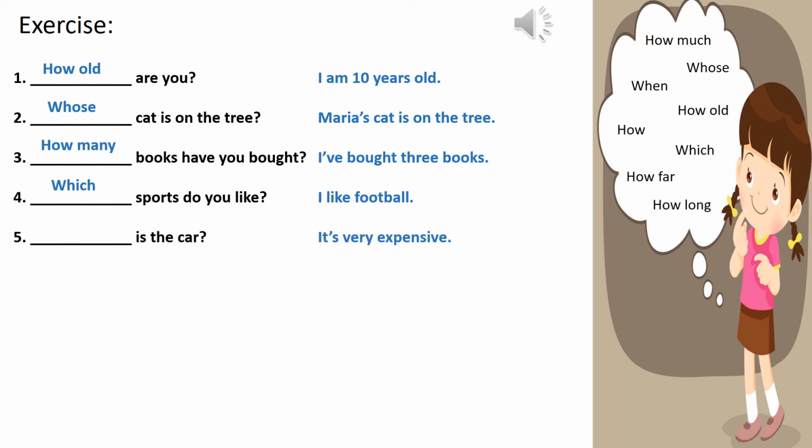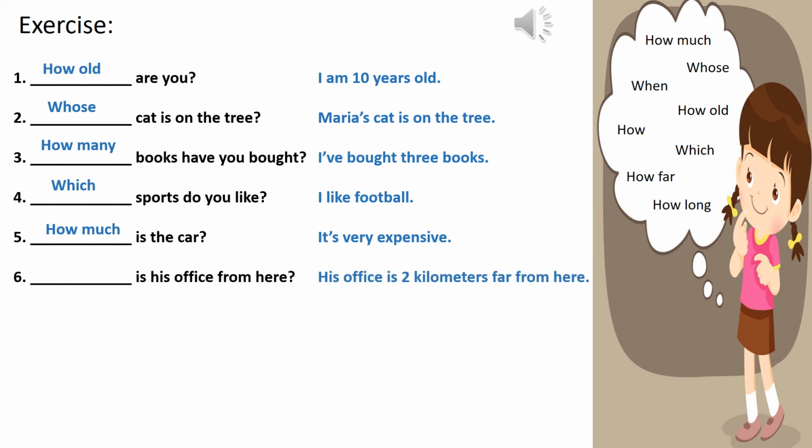Number 5. Dash is the car. It's very expensive. Here we can see it indicates the cost or price of the car. So the answer is how much is the car? Number 6. Dash is his office from here. His office is 2 kilometers far from here. So we can see the statement indicates the distance. So the answer is, how far is his office from here?